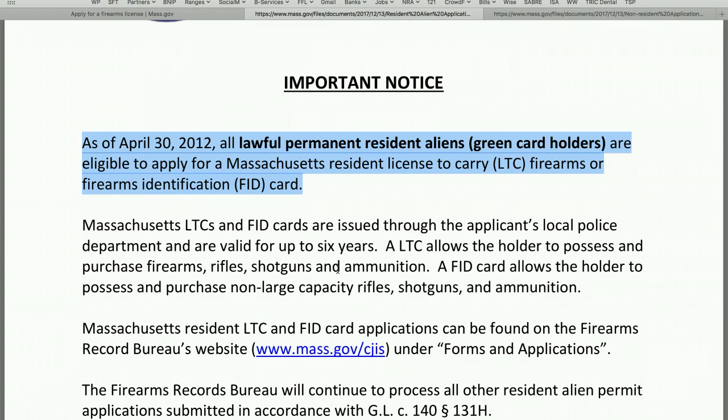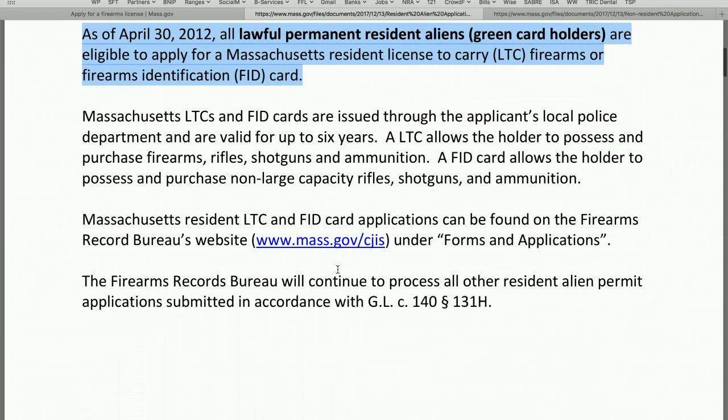If you have immigrant friends and people from places like Haiti, like myself, please go ahead and invite your fellow countrymen to come and apply for their license to carry.